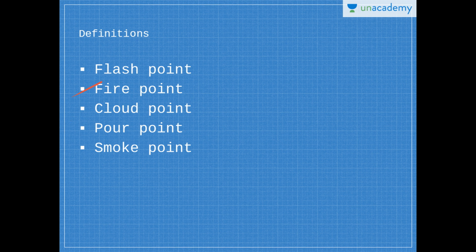Then we have something called the cloud point, which is defined as the temperature at which the oil becomes cloudy or hazy. Then we have the pour point. The temperature at which the oil just ceases to flow or just ceases to pour is called the pour point. Then we have the smoke point. The smoke point is the indicator of the combustion qualities of aviation turbine fuel and kerosene.